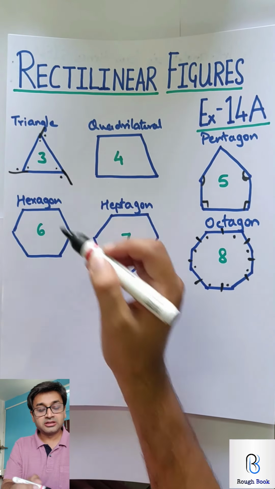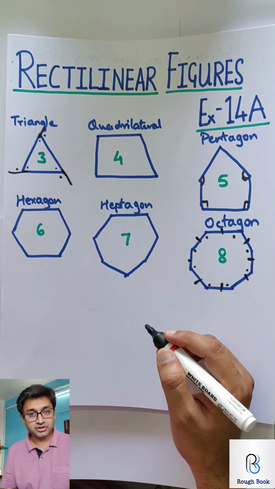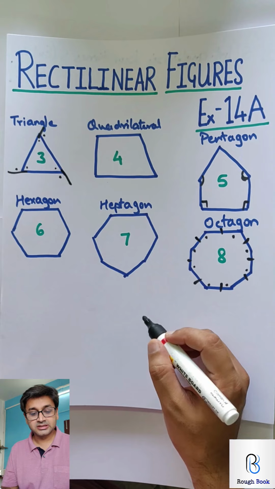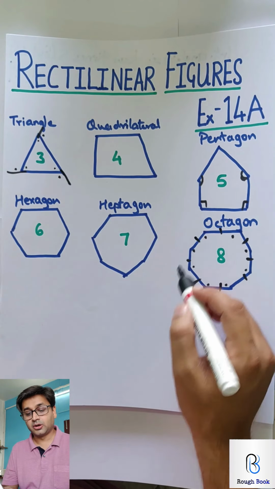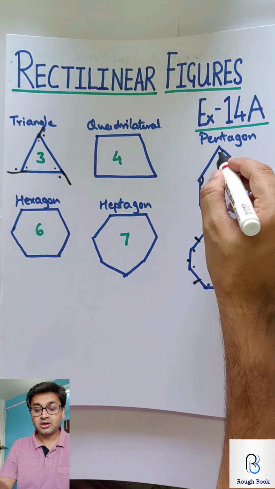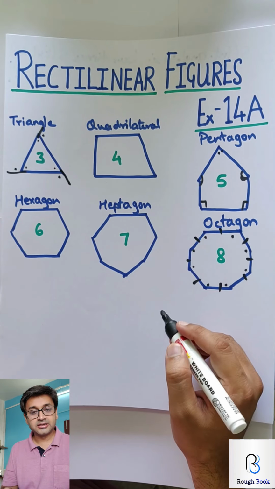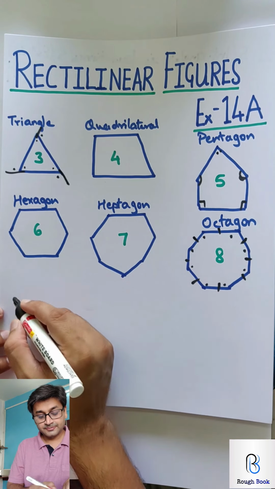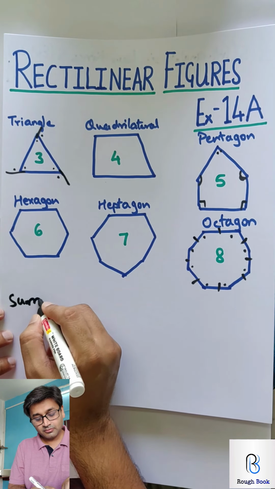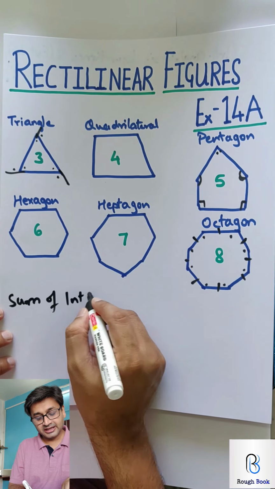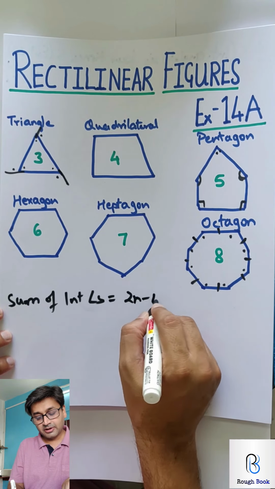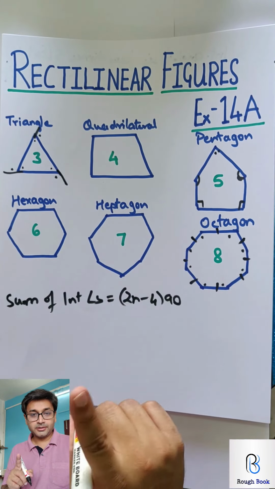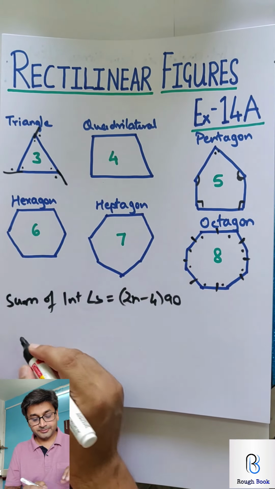Now the total of all three interior angles in a triangle, how much? We already know it is 180. How about a quadrilateral? 360. These two we know. How about a pentagon? What will be the total of all the five interior angles? What about an octagon? There is a formula which helps us. Sum of all interior angles is 2n minus 4 into 90. What is the formula? 2n minus 4 into 90.